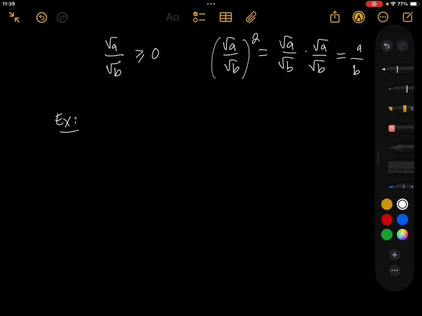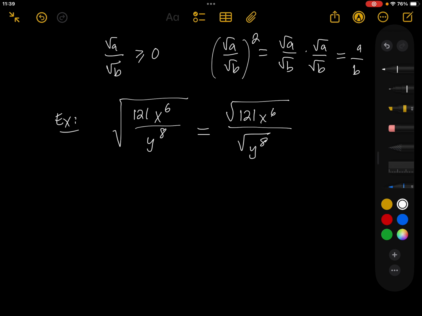Let's just do an example with some variables just to practice. So let's say that you had the square root of 121 x to the 6th divided by y to the 8th power. So I can split this as the square root of the numerator divided by the square root of the denominator. And what's the square root of 121? So I have 121 times x to the 6th, right? So I can take the square root of each of those things. What's the square root of 121?